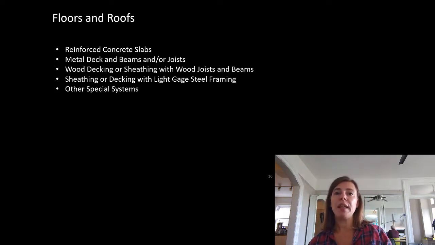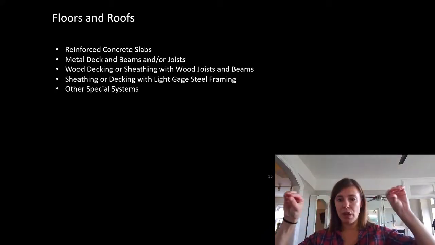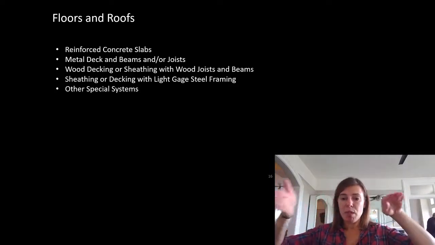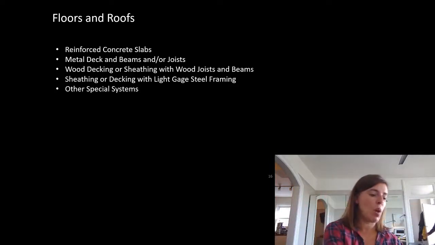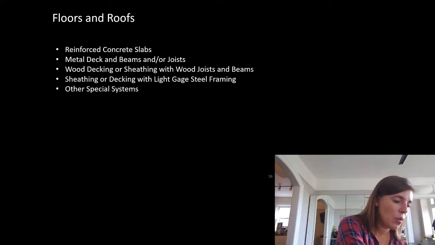We can have sheathing or decking with light gauge steel framing or wood. So that would be a thin piece of plywood that is supported by a series of small elements, 16, I'm going to add light gauge framing and wood joists.